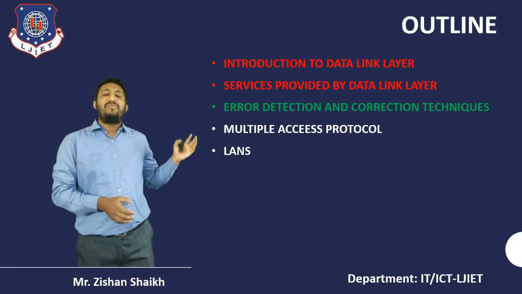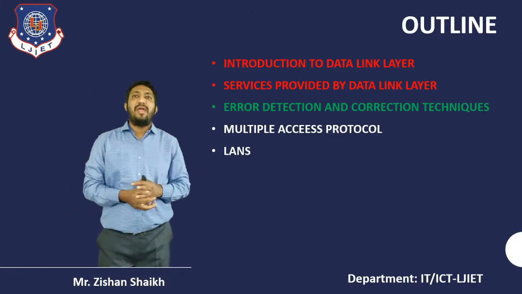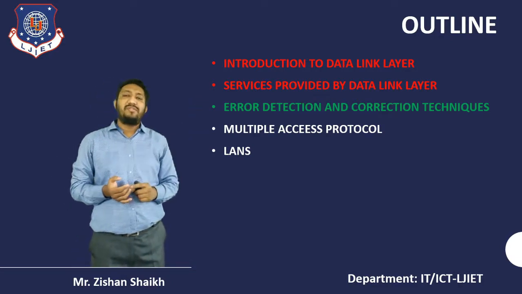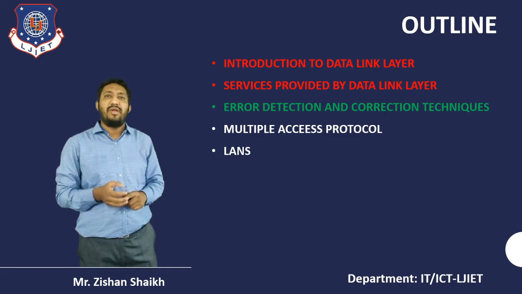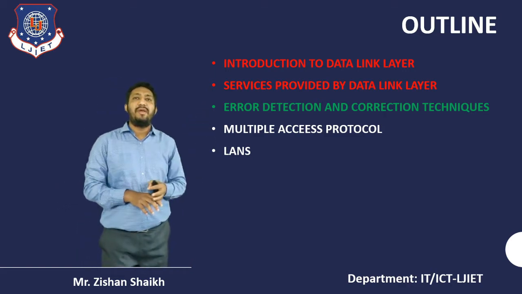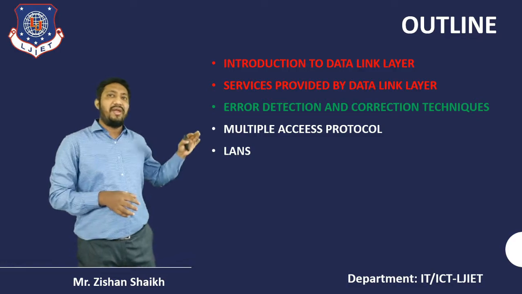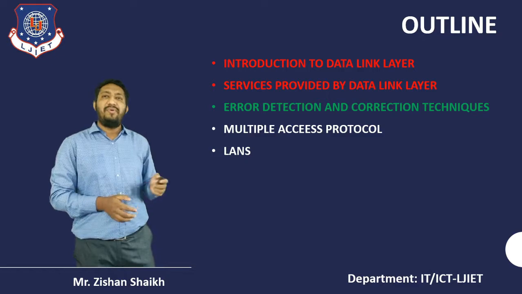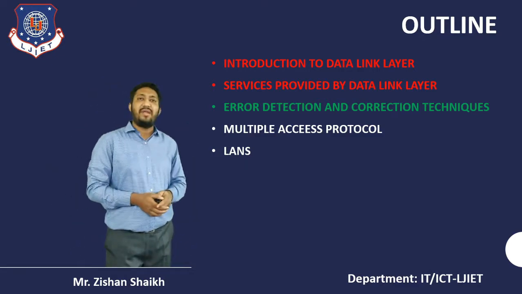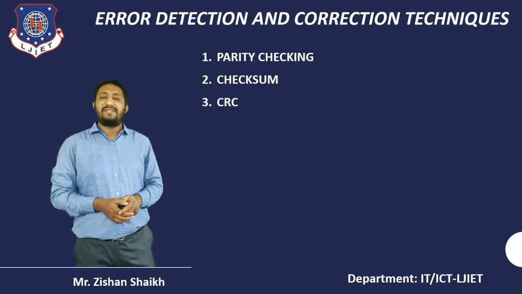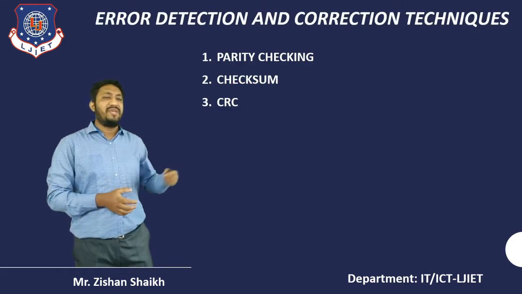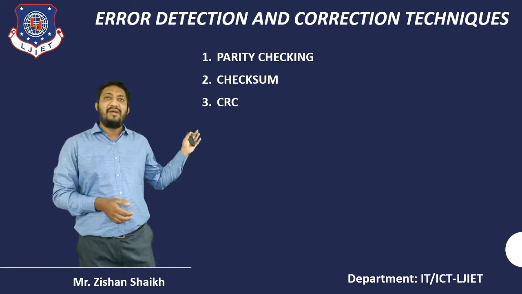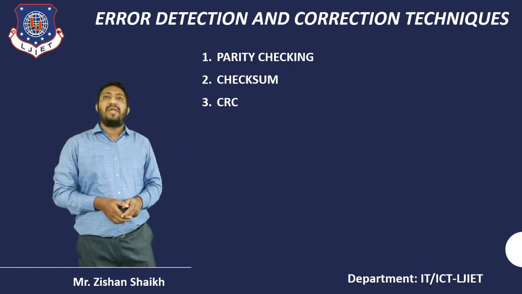So let's understand what we learned till now and what the aim of today's video lecture is. In the previous video, I briefly explained the role of the data link layer in our OSI model and the services provided by it. I also gave an overview of error detection and correction techniques. In this video, I will cover different error detection and correction techniques with the help of examples. Basically, we use three methods for error detection and correction: parity checking, checksum, and CRC.